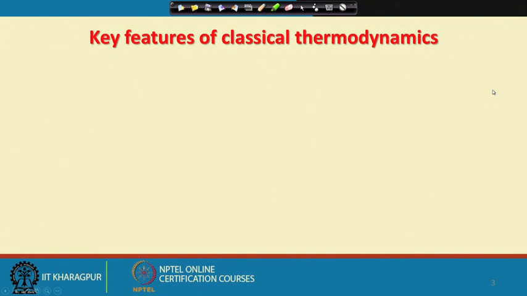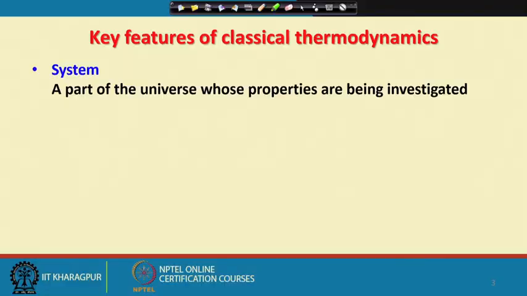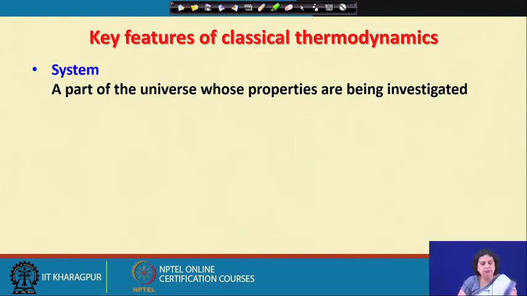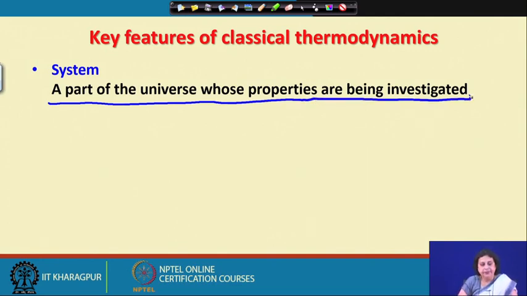Now, let us talk about the key features of classical thermodynamics. First, what is the system that we are talking about? I have already shown you some schematic diagram, but let me define in the most general terms what I mean by a system. It is a part of the universe whose properties are being investigated. Okay? So, it may be a box or a cylinder full of some kind of gas. It may be a closed vessel full of some liquid that you are interested in, or it may be a block of solid.